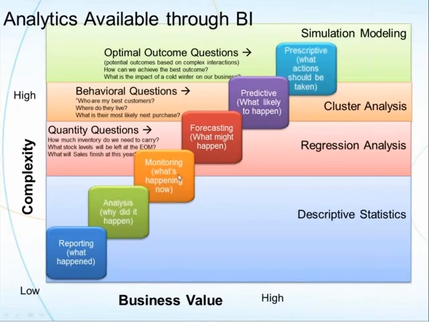Monitoring really talks about what happened today. So we could put a dashboard together to say, how did each store perform today? When we move to regression, what we're really looking at for forecasting is, well, how much do we think we're going to sell this summer? And to answer questions like, how much milk should I order?